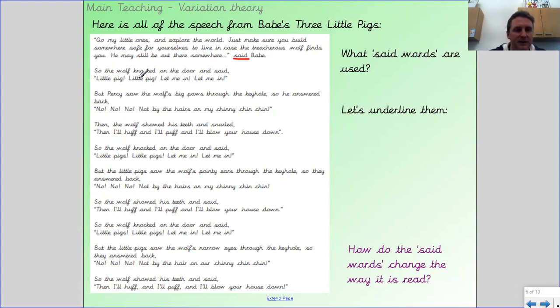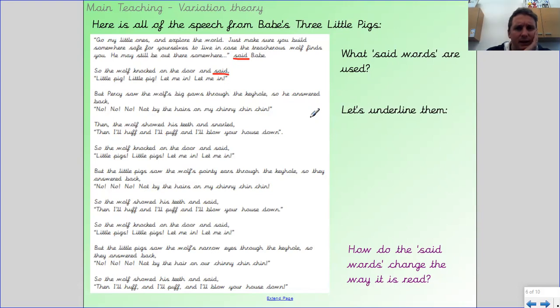For example, I'm going to do the first bit for you and then you can carry on. Okay, let's do this one. Tell me when to stop when you notice the said word. So the wolf knocked on the door and said, aha, easy one again. Little pig, let me in, let me in. Okay, next one. But Percy saw the wolf's big paws through the keyhole, so he answered back, no, no, no, no, not by the hairs on my chinny chin chin.